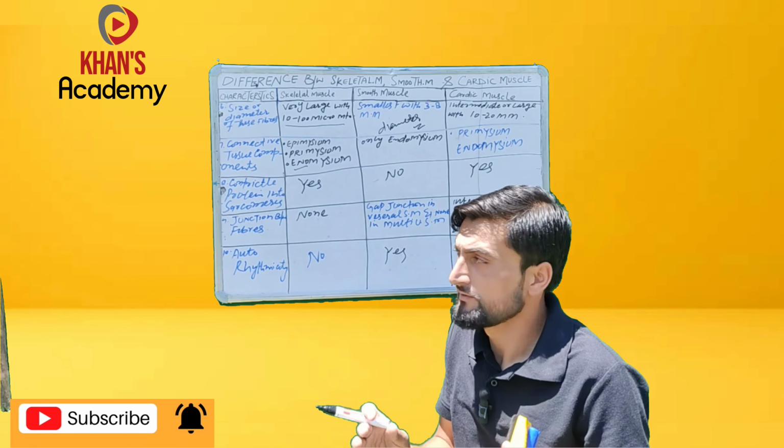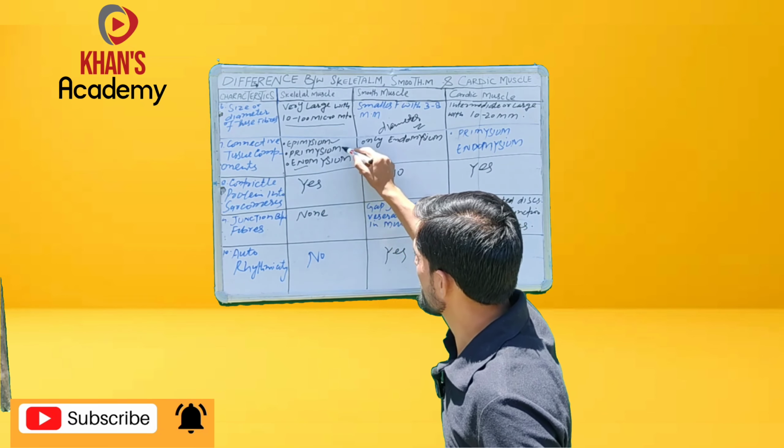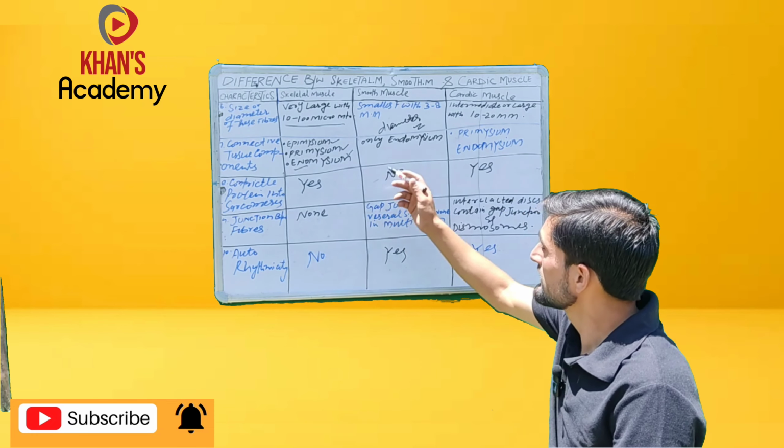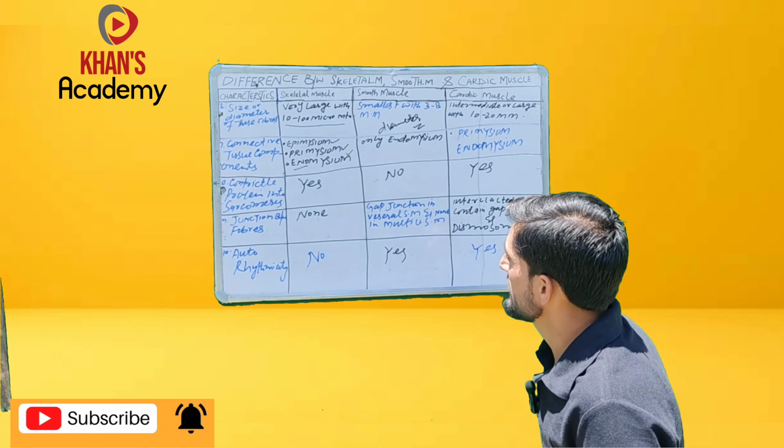Which means skeletal muscles have the epimysium connective tissue covering, perimysium connective tissue covering, and the endomysium connective tissue covering. The smooth muscle has only the endomysium connective tissue component. And thirdly, cardiac muscle has perimysium and endomysium connective tissue covering. Now let us see, is there any contractile protein organized into sarcomeres?